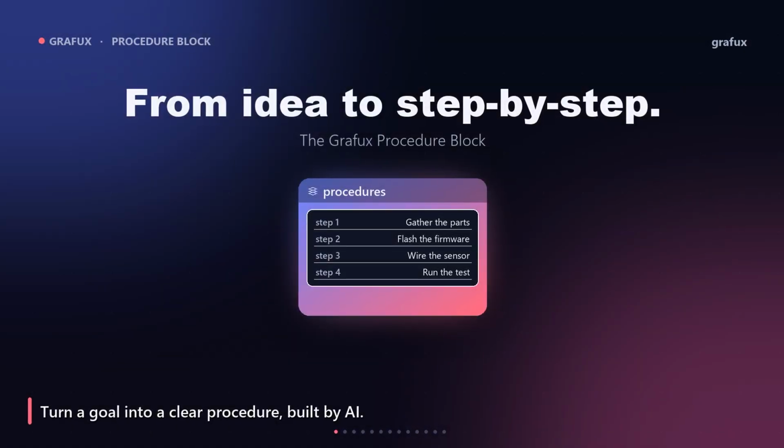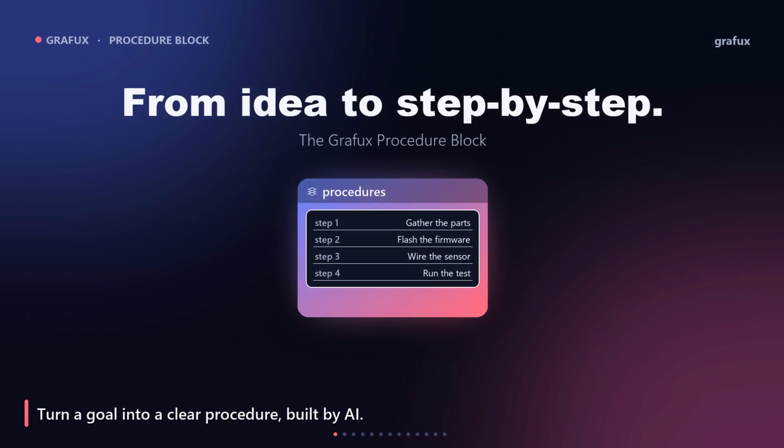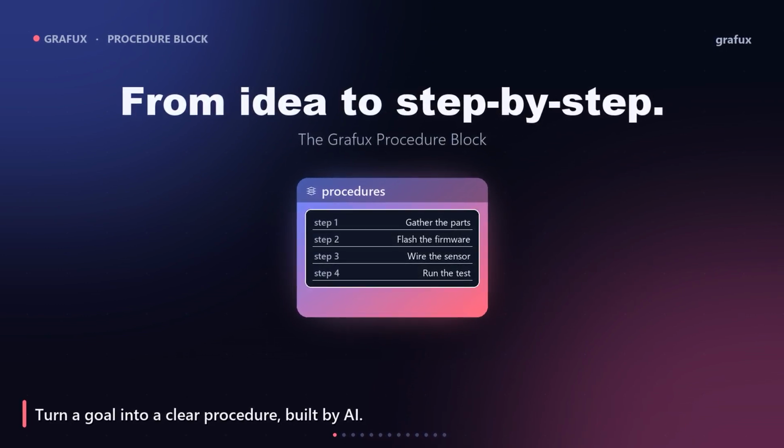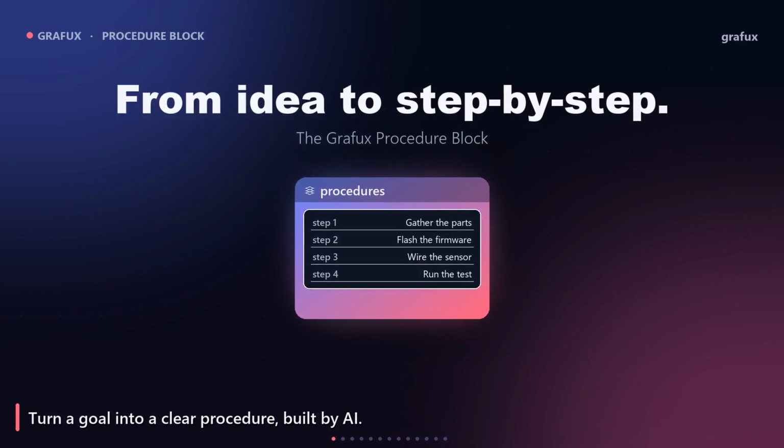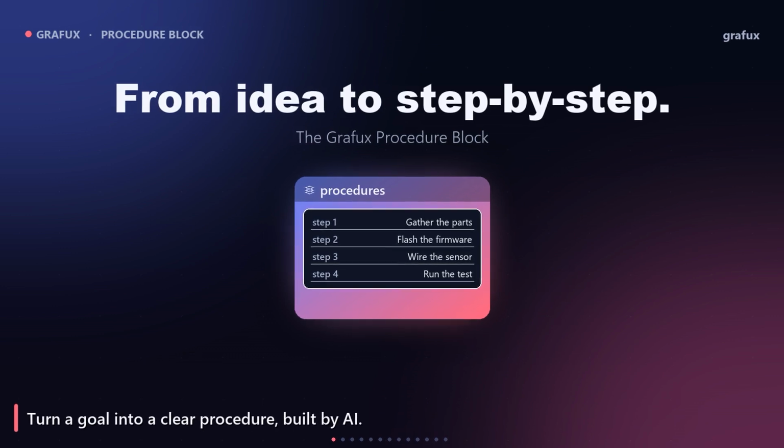From idea to step-by-step. Meet the Grafux Procedure Block. It turns a goal into a clear, step-by-step procedure, synthesized by AI from your description and any video or article you pointed at, visually, with no code at all. Whatever you're building, this is where it gets easier. So let me show you exactly how it works.